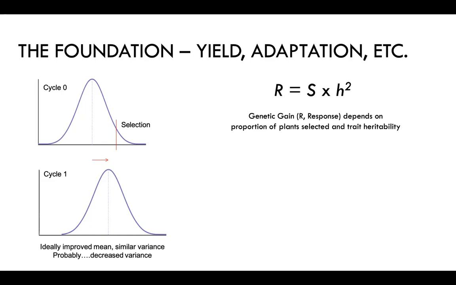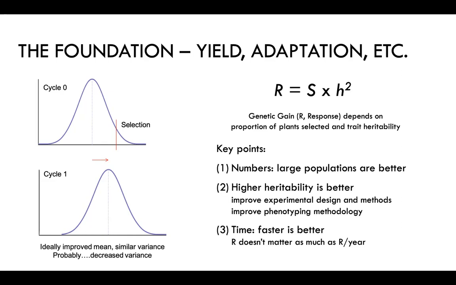This is summarized in the breeder's equation that we all know, where genetic gain, or the response to selection, depends on the proportion of plants that we select and the heritability of the trait. And if we have a heritable trait, we're going to make responses, as Bill and as Darwin pointed out earlier. The key points: it's a numbers game. Breeding for these traits is a numbers game. The larger the population that you can reliably evaluate, the better.